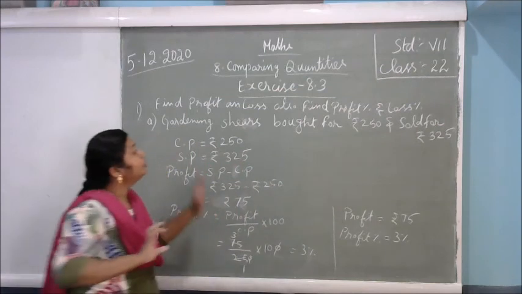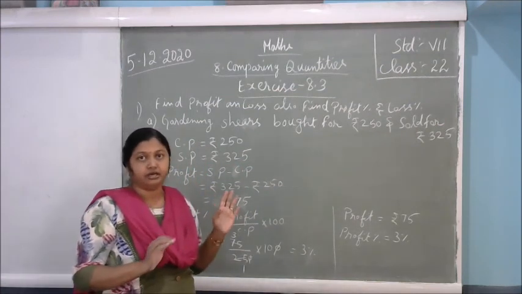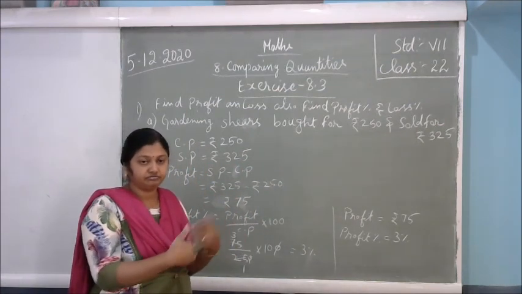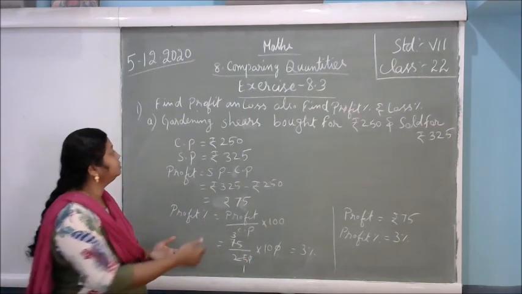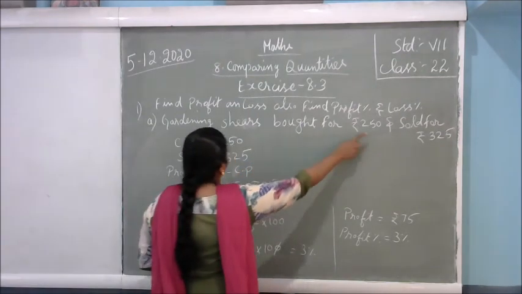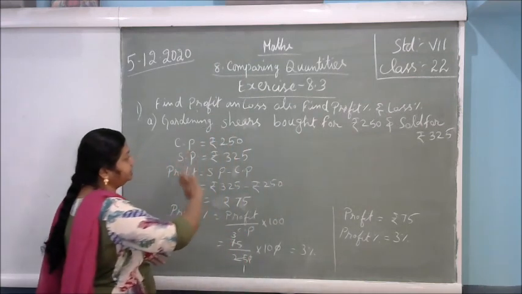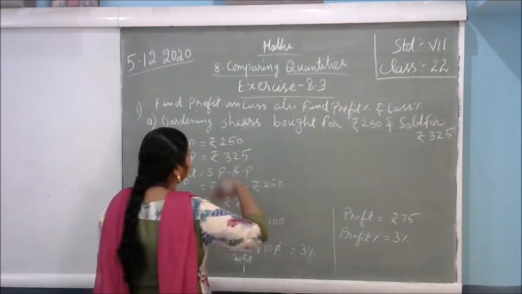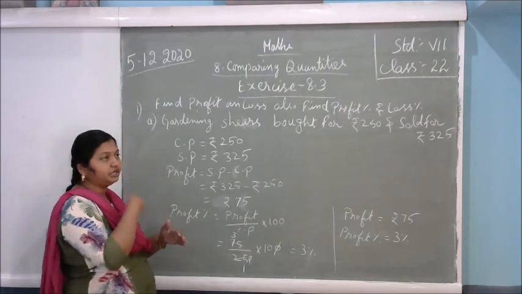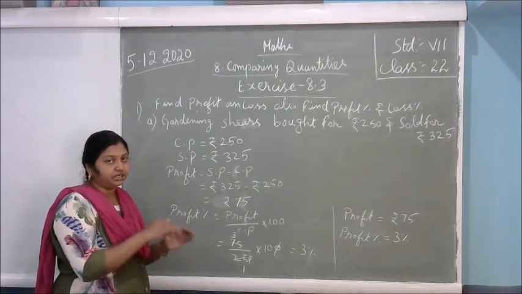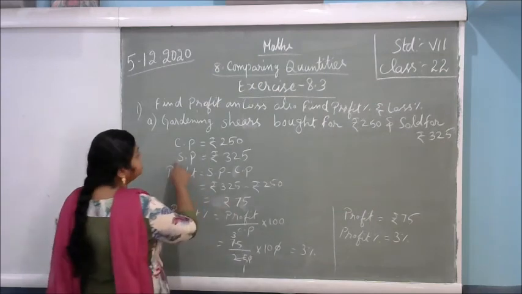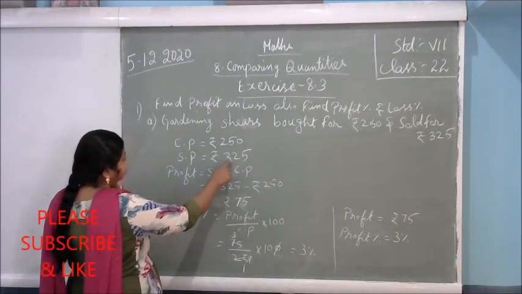Okay. So bought means that is CP. Okay. So you are buying from someone. That is your CP. So bought they have given here, so CP is your rupees 250. And what is sold? Sold means selling from you. Okay. You are giving to another one. For that you are fixing some money. That is the selling price. Okay. So SP is equal to rupees 325.